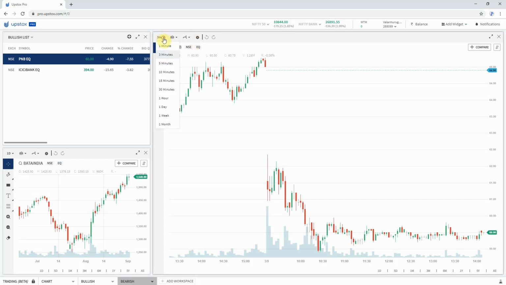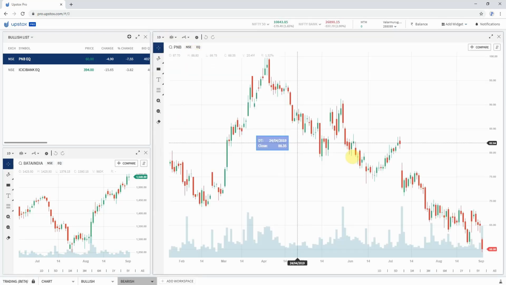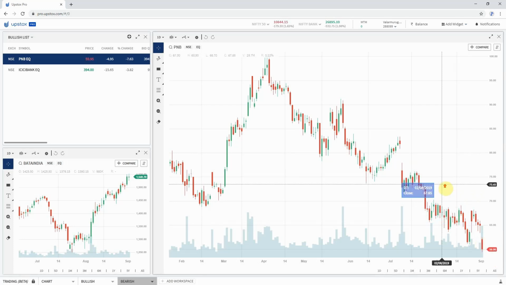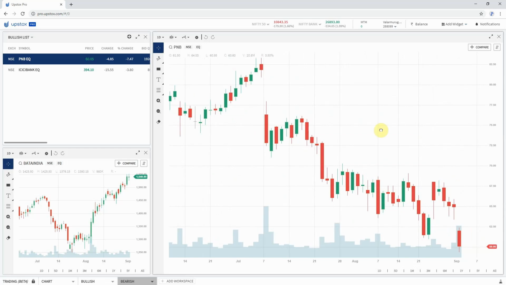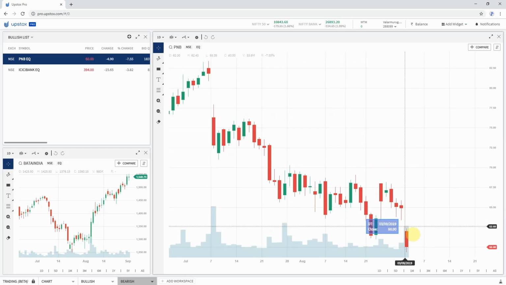But before that, let me actually have a look at my daily charts, because if I see a daily chart today, if you zoom in, okay, now when you zoom in, you see there is a gap down today, and it's an unfilled gap.